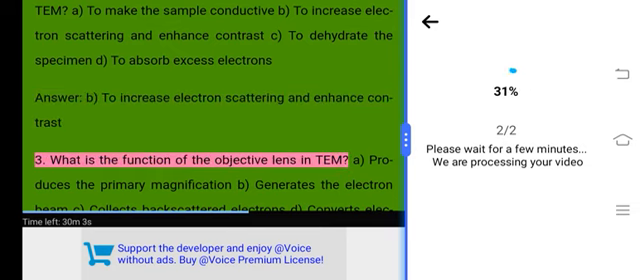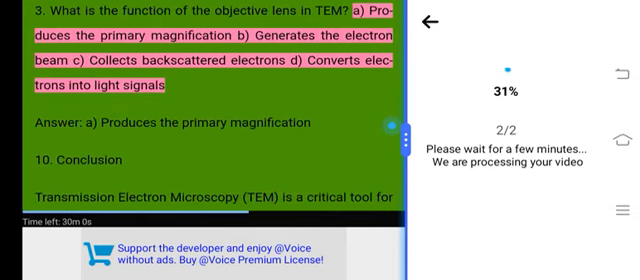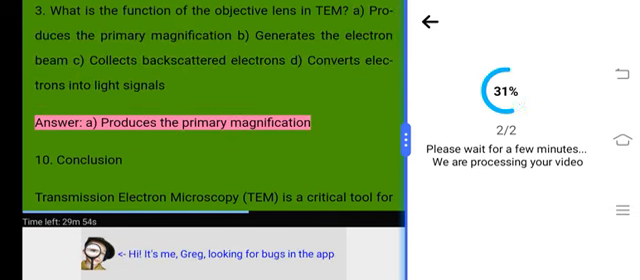3. What is the function of the objective lens in TEM? A. Produces the primary magnification. B. Generates the electron beam. C. Collects backscattered electrons. D. Converts electrons into light signals. Answer. A. Produces the primary magnification.